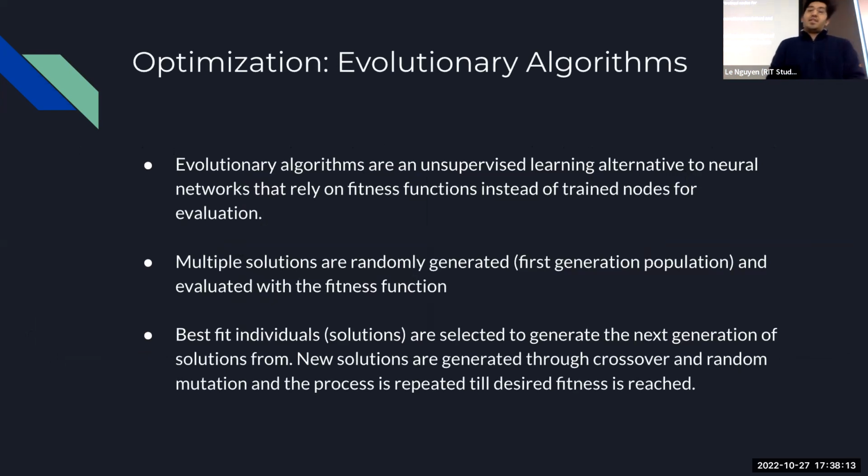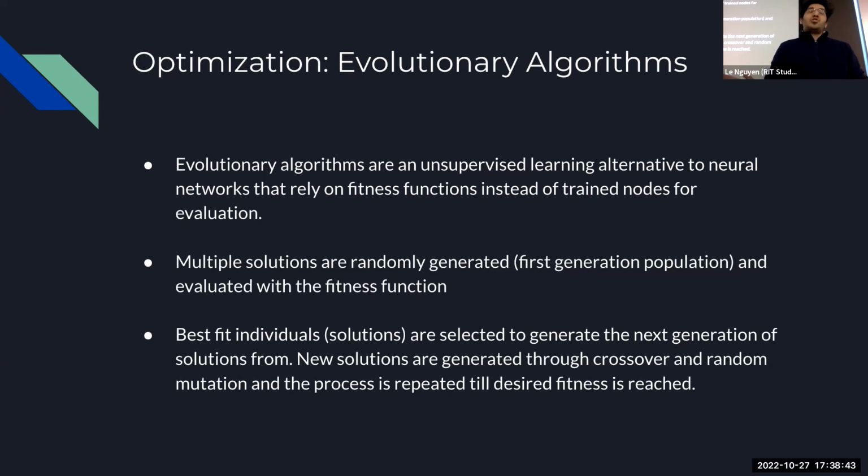Now, evolutionary algorithms. So these essentially work by taking the idea of survival of the fittest. They're an unsupervised learning alternative to neural networks. And essentially what happens is you generate a bunch of solutions at once, randomly. You have no idea how good the solutions are going to be when you generate them. You randomize all the weights and so forth.